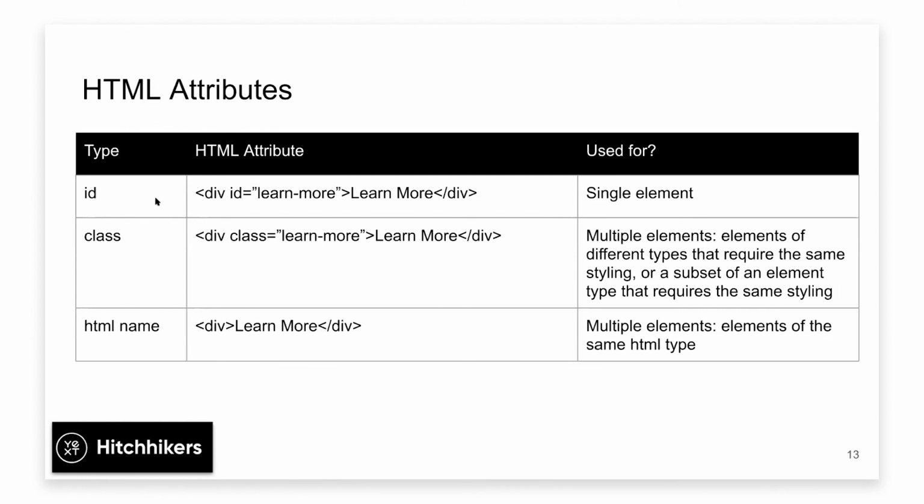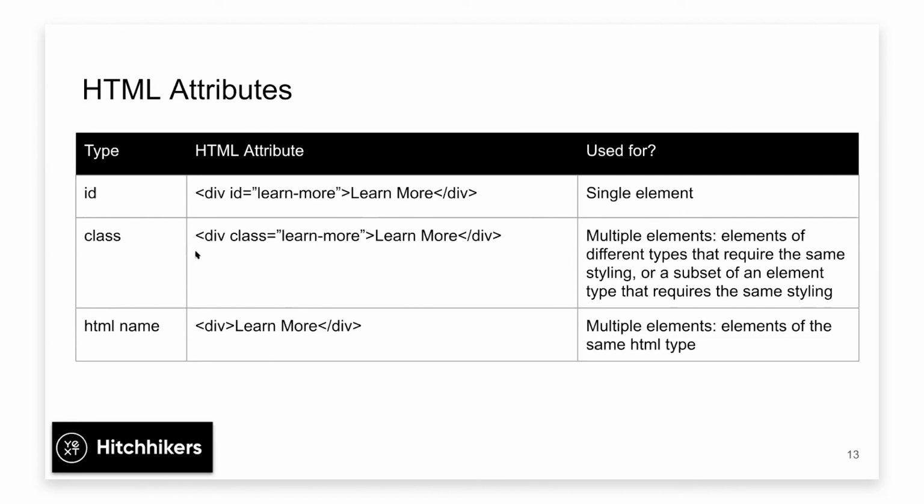First up is the ID selector. This is a unique selector that is user defined. All of these selectors are user defined, but the ID is the only one with the stipulation that every selector has to be unique. And so this is great for grabbing a single element.